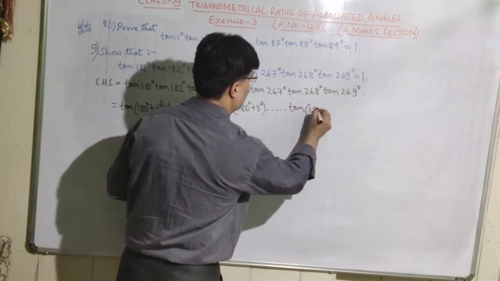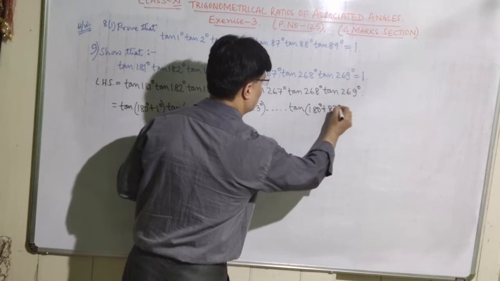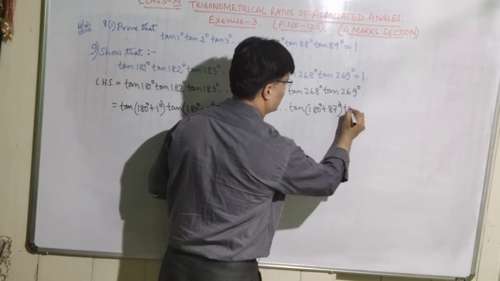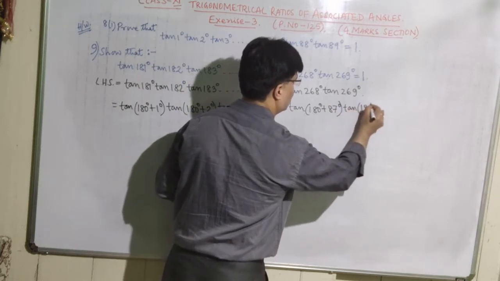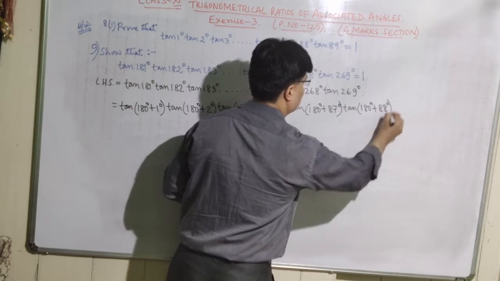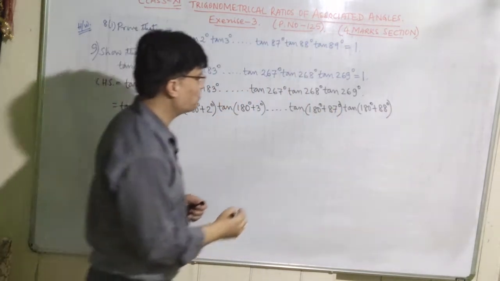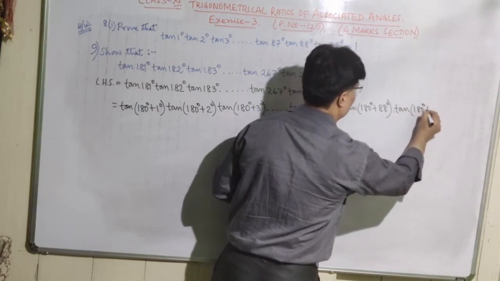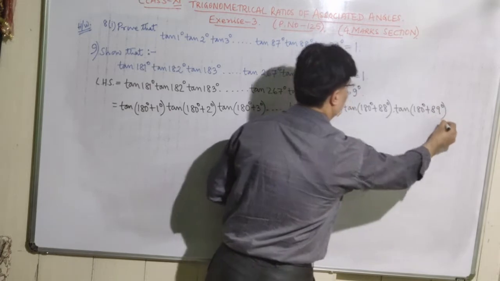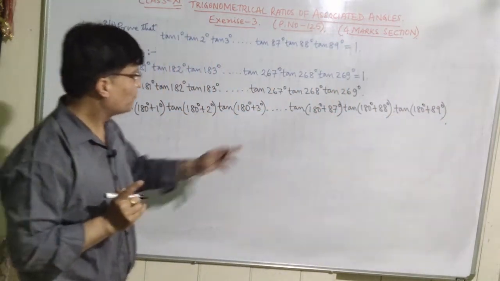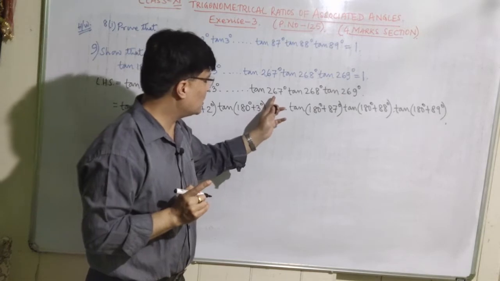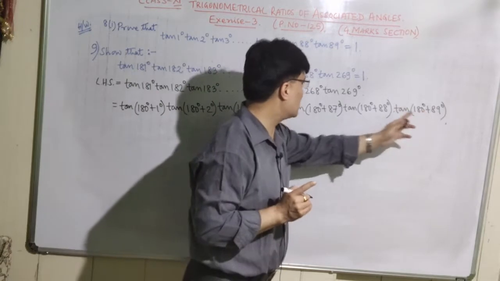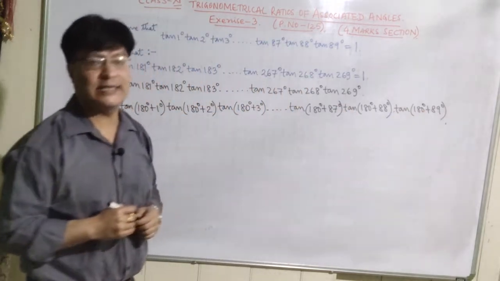It is tan 180 degree plus 87 degree, okay, into tan 180 degree plus 88 degree, which is 268 degree, into tan 180 degree plus 89 degree. Is that understood now? 180 plus 87 is 267 degree, 180 degree plus 88 degree is 268 degree, and 180 degree plus 89 degree is 269 degree.